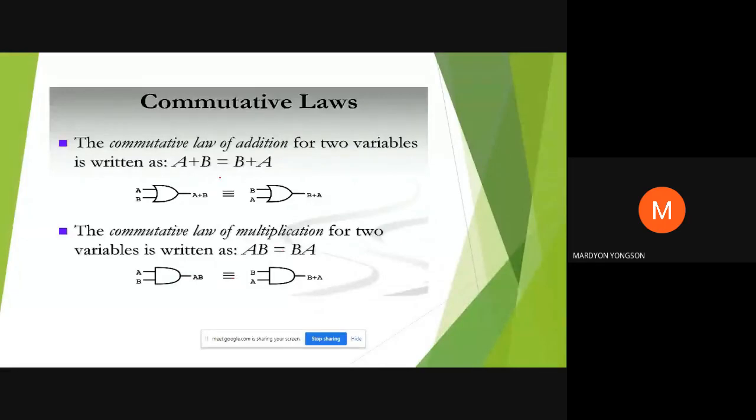So, ibig sabihin sa commutative law, equal yung both two variables kahit pagbaliktarin mo yung placement ng equation niya. So, we have a plus b dito, di ba? Then, equals daw siya sa b plus a. Same here for multiplication, we have a times b equals b times a.